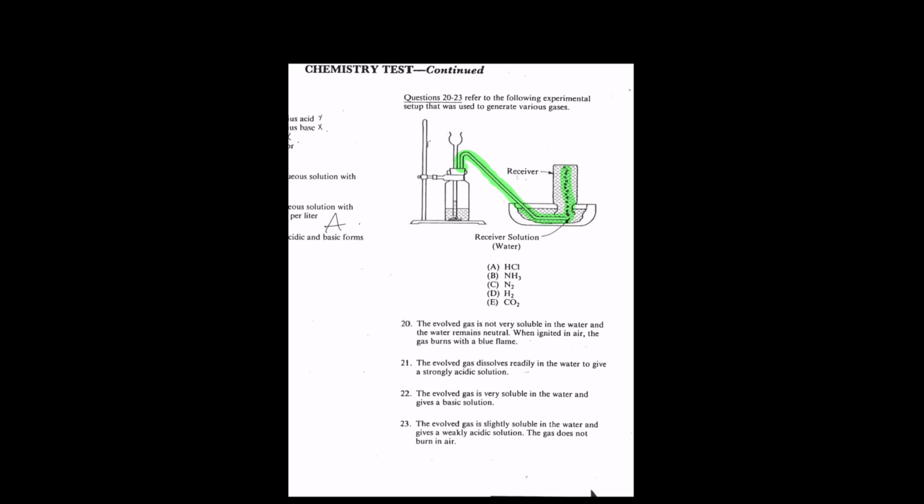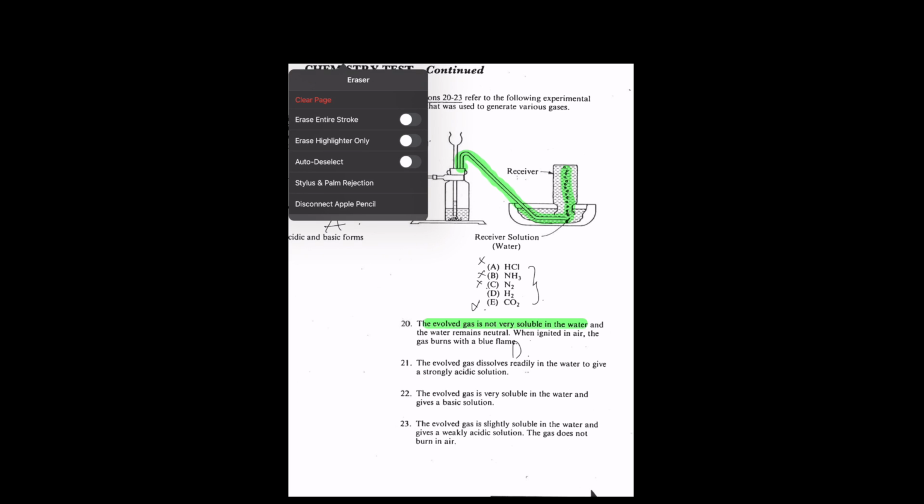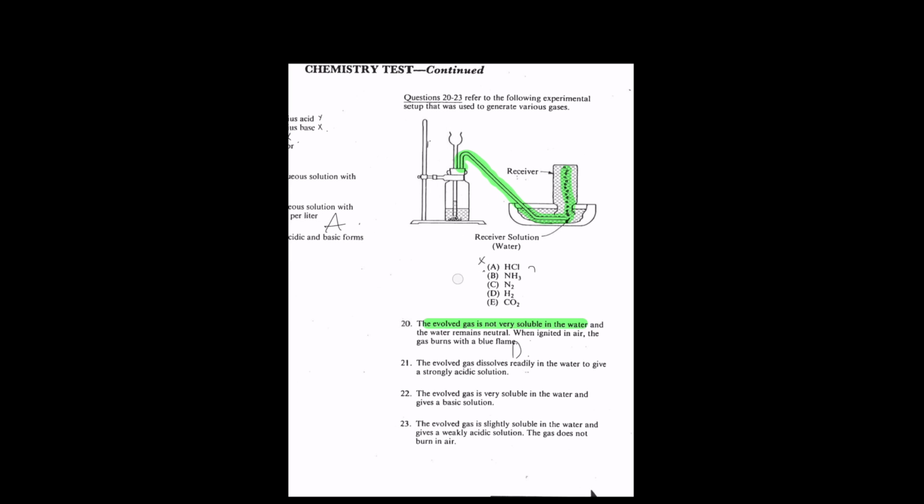The evolved gas is not very soluble in water. So by the first part of this question, we already know that NH3 and HCl are not the answers, because they're both very soluble in water. So it's definitely not A and B, because they give acidic and basic solutions. And when ignited in air, the gas burns with a blue flame. Now among these choices, carbon dioxide is not combustible, and nitrogen is not that combustible either. So the answer should be D, hydrogen, because hydrogen is a very flammable gas that burns in a blue color.